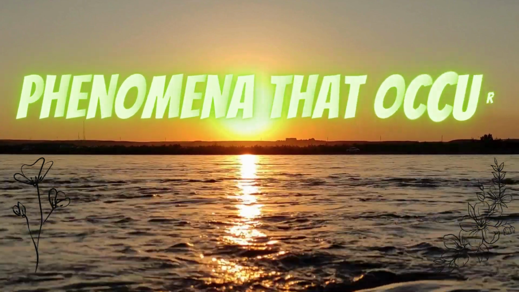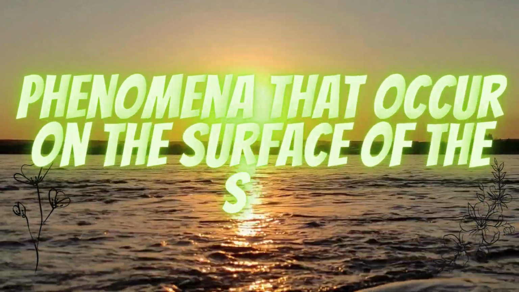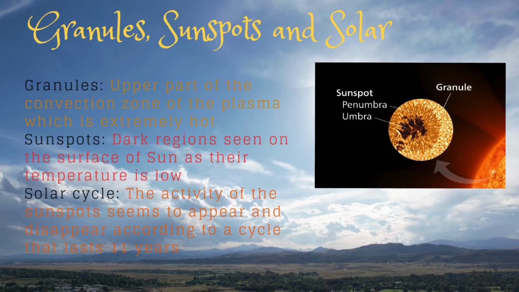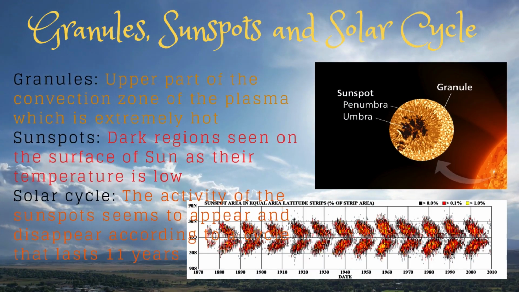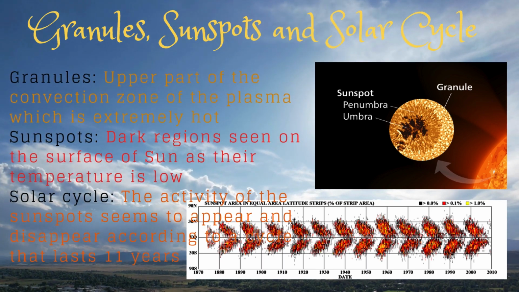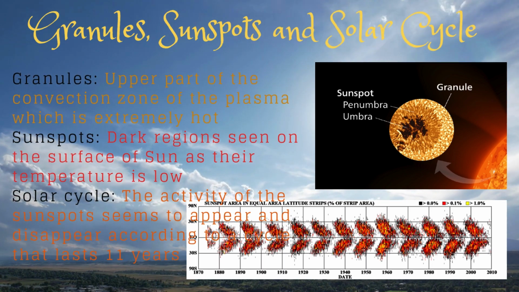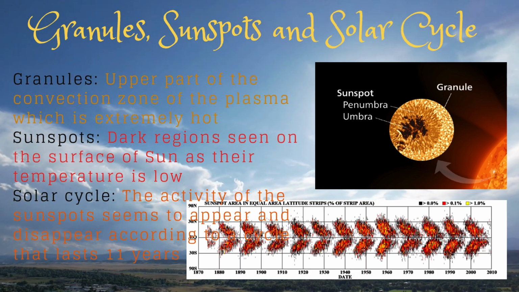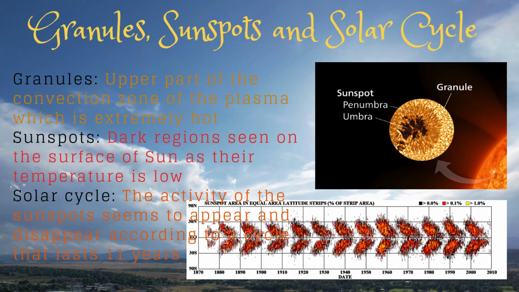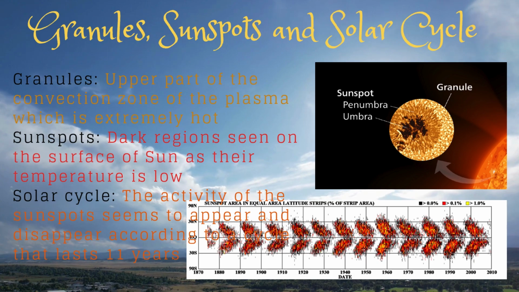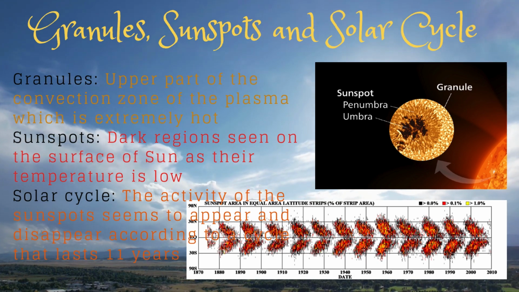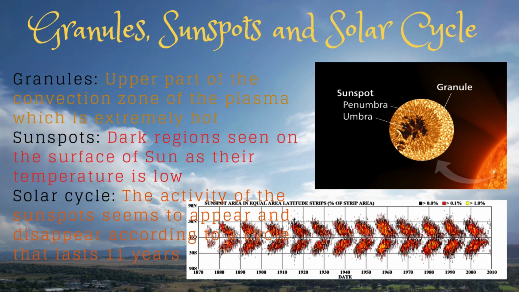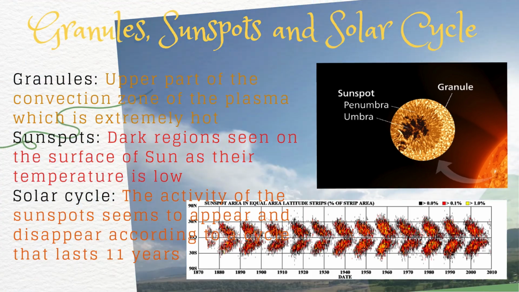Phenomena that occur on the surface of the Sun: granules, sunspots, and solar cycle. Granules: the upper part of the convection zone of the plasma, which is extremely hot. Sunspots: dark regions seen on the surface of the Sun as their temperature is low. Solar cycle: the activity of the sunspots seems to appear and disappear according to a cycle.